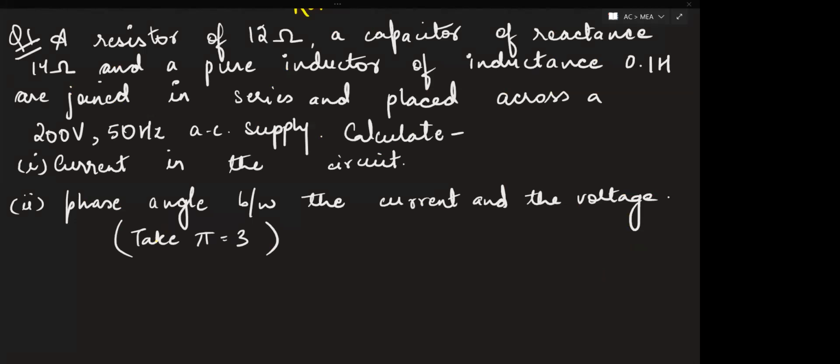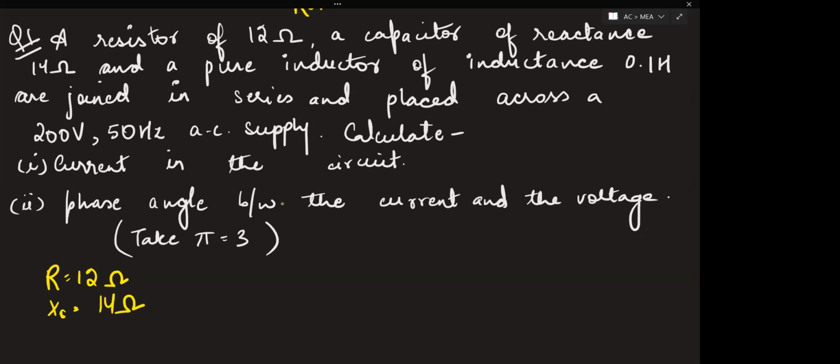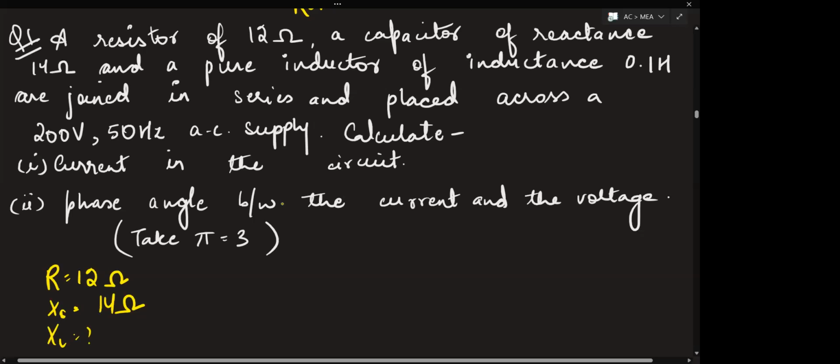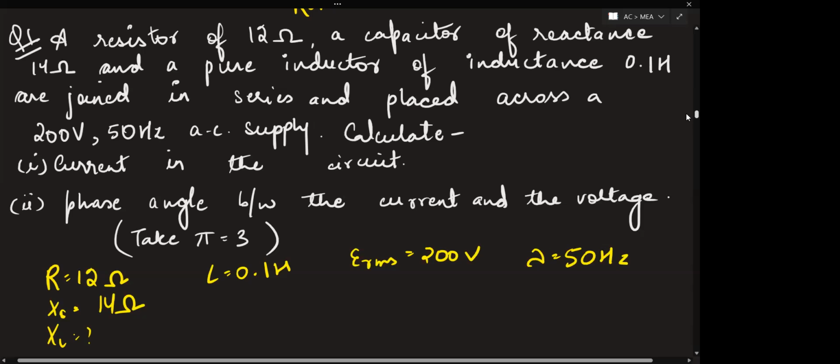See, this question says a resistor of 12 ohm, a capacitor of reactance 14 ohm, and a pure inductor of inductance. See, this is not inductive reactance. L is given to you. R is given to you as 12 ohm. XC is given to you as 14 ohms. But inductive reactance, XL, is not given to you. L is given to you as 0.1 Henry. Series and are placed across. So ERMS is 200 volts and frequency is 50 hertz. You have to calculate the current in the circuit and the phase angle.